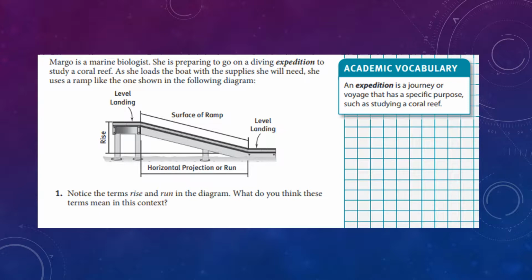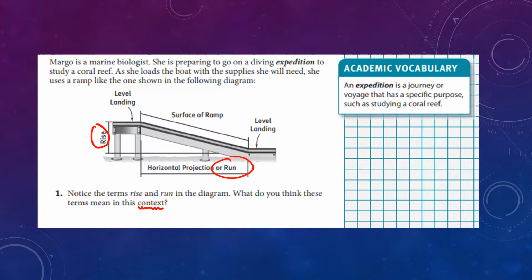So we've got Margot here, who is a marine biologist. She's preparing to go on a diving expedition to study a coral reef. And as she loads the boat with the supplies she'll need, she uses a ramp like the one shown in the following diagram. Notice the terms rise and run on the diagram. What do you think these terms mean in this context?